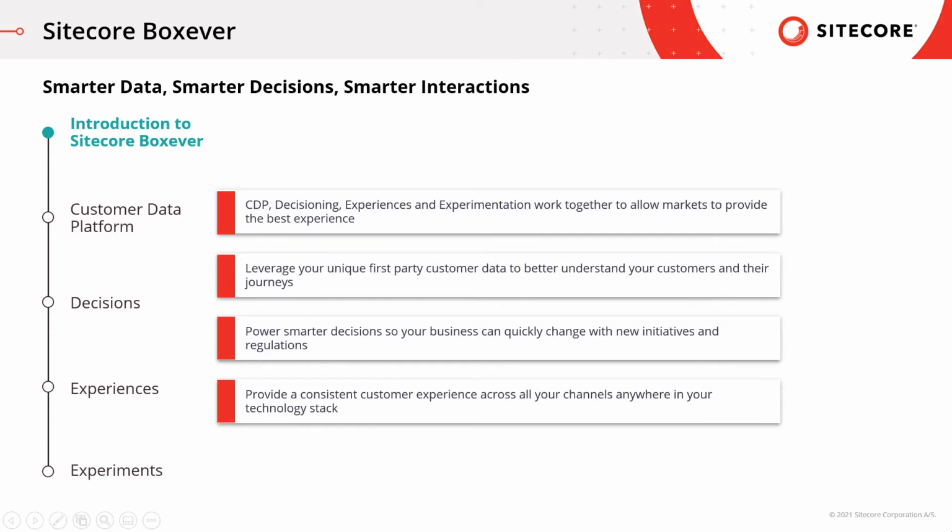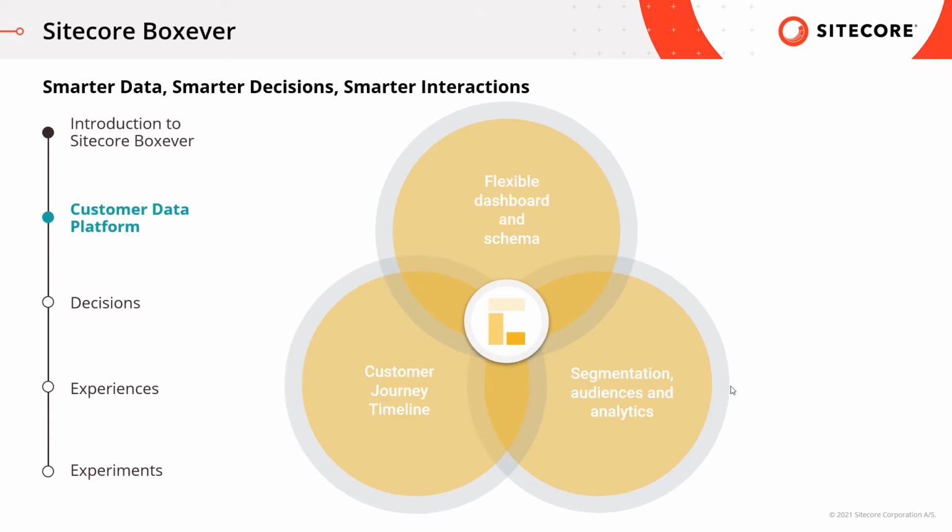Now that we've seen an overview of Sitecore Boxever, let's look more closely at each of the four major capabilities: Customer Data Platform, Decisioning, Experiences, and Experimentation. Firstly, let's take a closer look at the foundation, the Customer Data Platform. The Sitecore Boxever journey really begins with data, and Sitecore Boxever's CDP fuels web optimization with real-time customer insights.